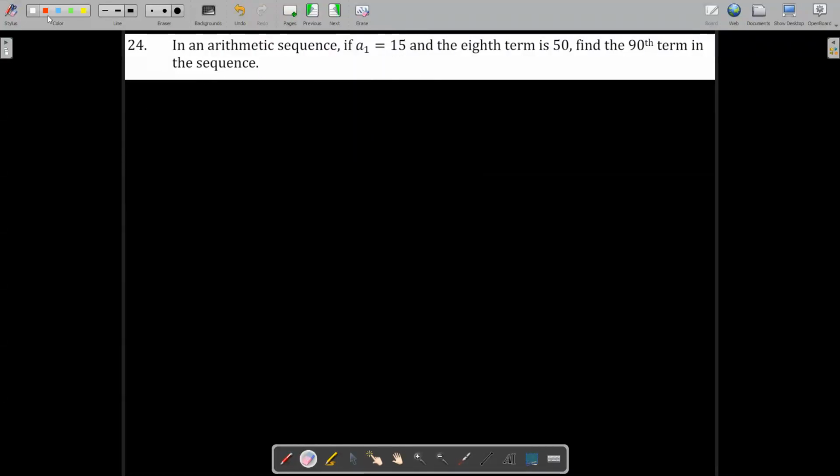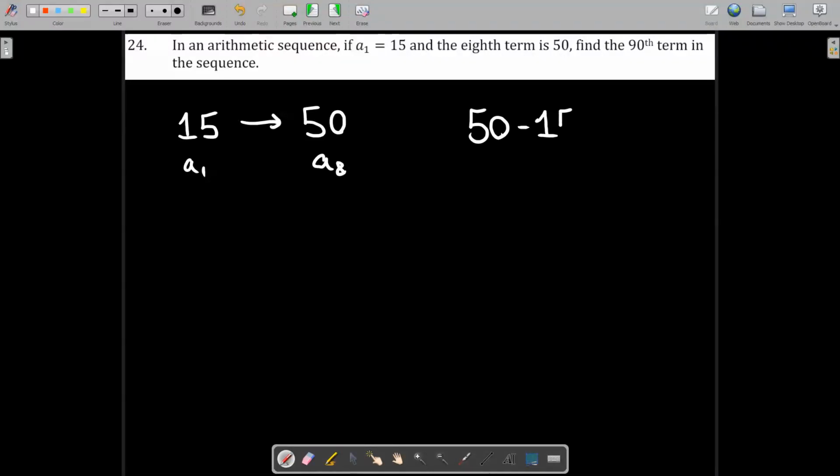So we are trying to figure out what the step is, essentially. If it starts with a 15, this is our A1 value, and it's going to take 7 steps to the 8th term, right? To get to 50. We've got to find out what kind of step we're taking. So I know that the difference between these numbers, 50 minus 15, is going to be, well, we might as well go ahead and solve this.